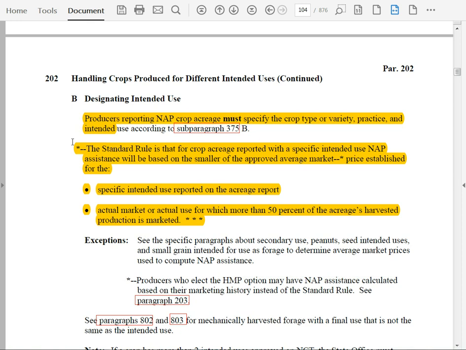For example, if the producer reported his corn as intended for grain, but due to lack of quality, the producer ended up harvesting most of the crop as forage, any loss calculation would be performed using the intended use of forage because the forage value of corn is less than grain. In paragraph 203, we'll learn about something called HMP, which can be elected by producers when they sign up for NAP, and replaces the standard rule with a guarantee based on their actual historic marketing percentages.